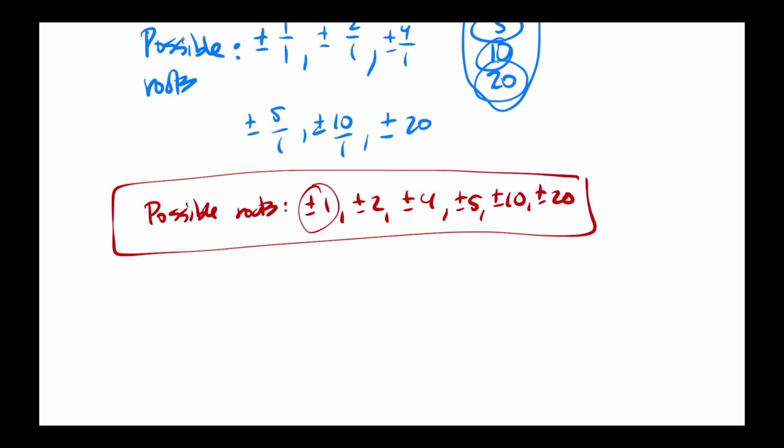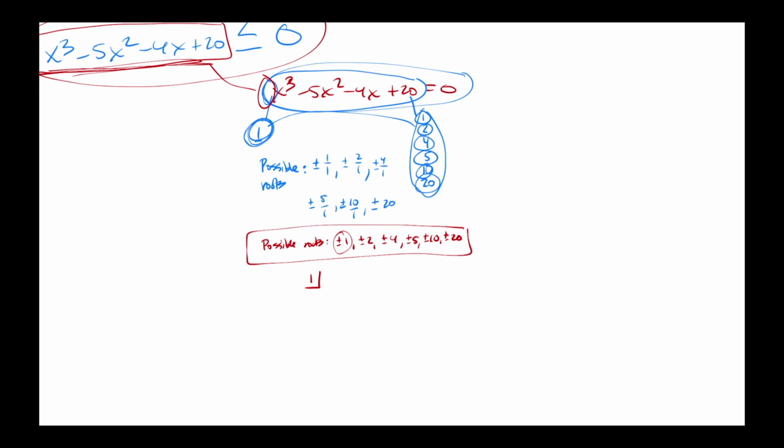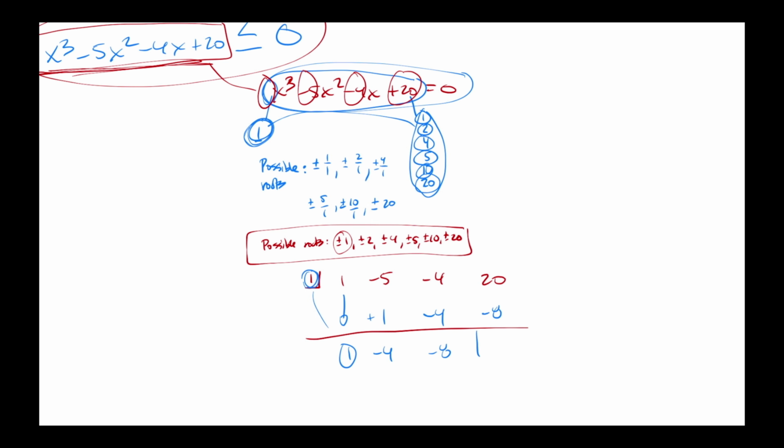So if I want to try positive 1, I'll put 1 here and then synthetically divide. I look at all the coefficients and put them there: 1, negative 5, negative 4, and 20. Let's bring this down. That's 1, and 1 times 1 is 1. Then add these together, so I have negative 4. Negative 4 times 1 is negative 4. This becomes negative 8. Negative 8 times 1 is negative 8. My remainder is 12.